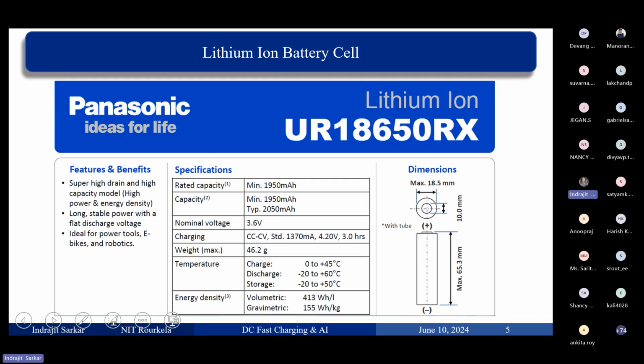Now here we have a battery example, a lithium ion battery from Panasonic. This is a battery cell. The battery ampere hour here is given as 1950 milliampere hour, so its 1 C rate will be 1.95 ampere, or around 2 ampere. You can see here the rated capacity minimum is 1950 milliampere hour, and typical is 2050 milliampere hour. The nominal voltage is 3.6 volt.